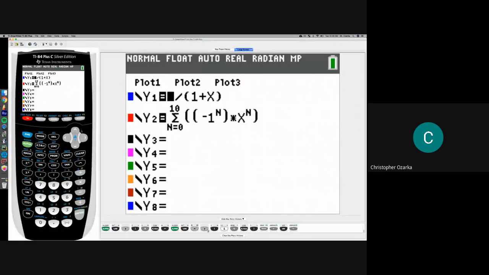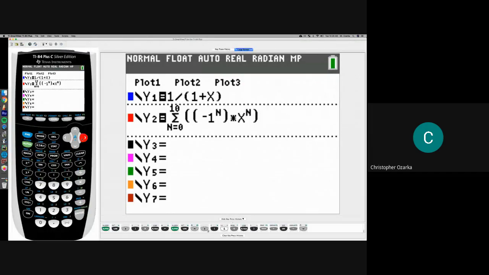Oh, because I didn't do parentheses. This is embarrassing. Don't laugh. Here we go. Now we're cooking with gas. Now I've got to get rid of this thing here.